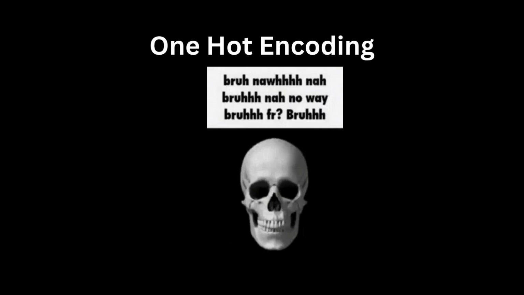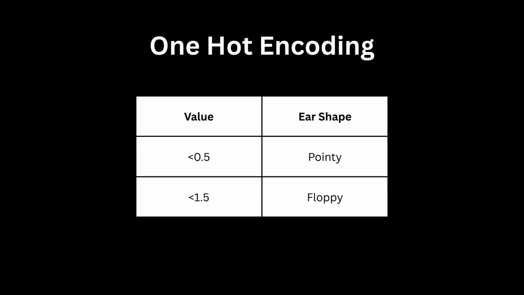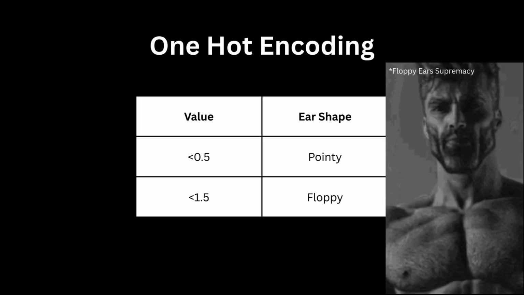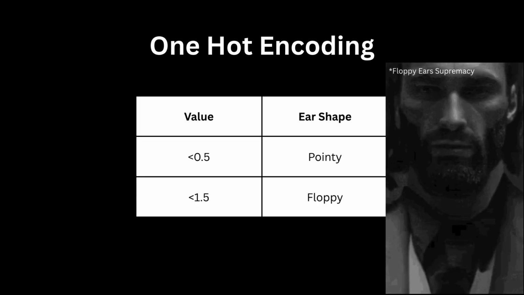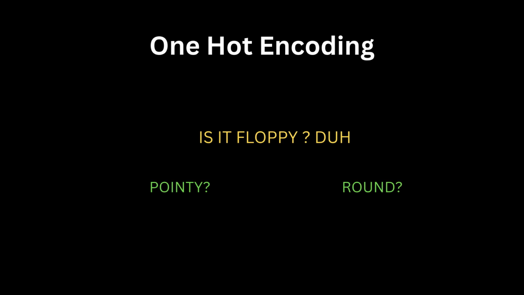Because the tree thinks that's an order, it could only split the categories in certain ways. It can ask, is the number less than 0.5, which separates pointy from the rest, or is the number less than 1.5, which separates pointy and floppy together from round. But what if the true pattern in your data is that floppy ears are special and others are similar? With number encoding, the tree can never directly ask, is it floppy ears? Because floppy sits in the middle and gets grouped with either pointy or round, depending on the split.